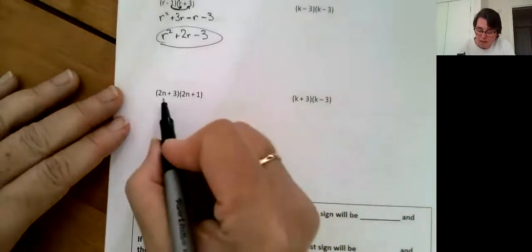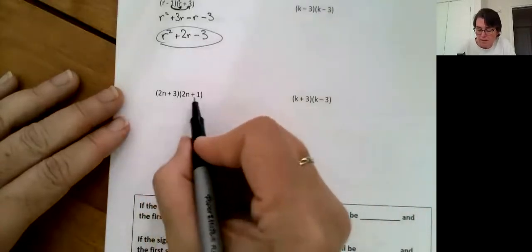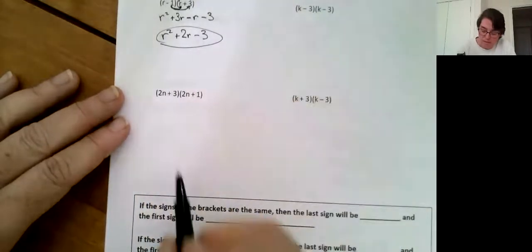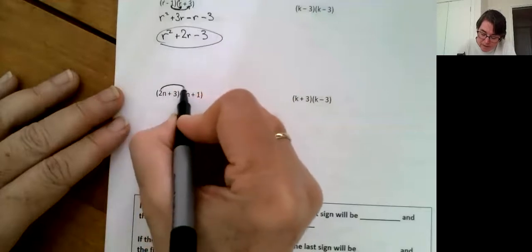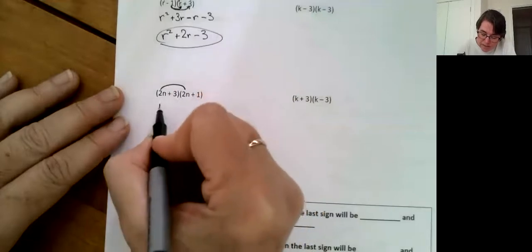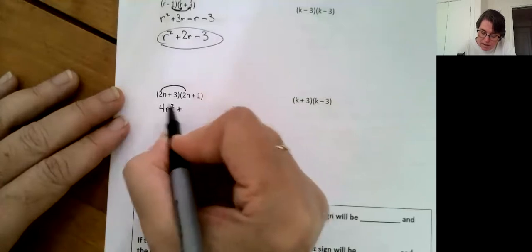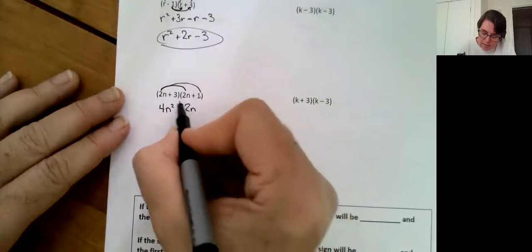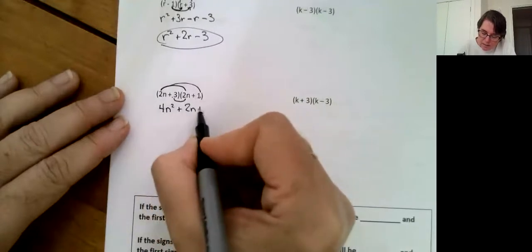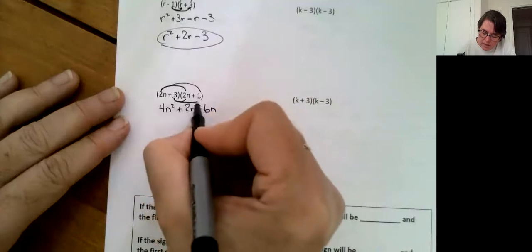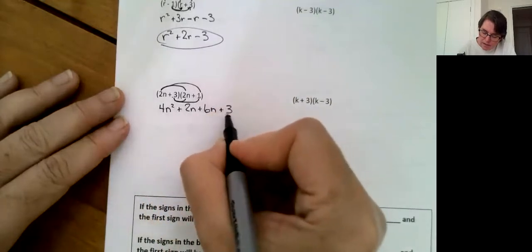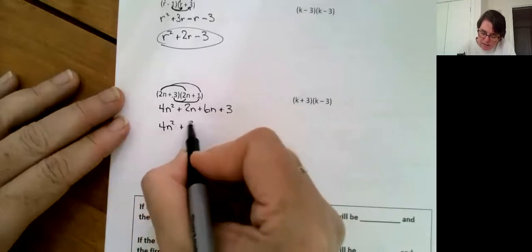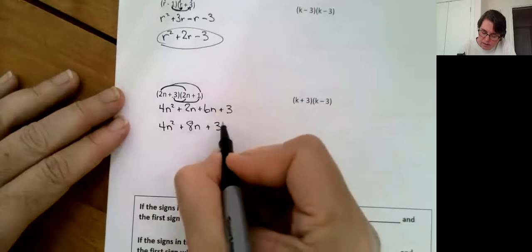Cool. All right, ooh, look, that's nice. It's got numbers out in front, which is kind of nasty, but they're both positive, so I don't have to be quite so careful with my signs. 2n times 2n is 4n squared. 2n times 1 is 2n. 3 times 2n is plus 6n. 3 times 1 is plus 3. 4n squared. 2 plus 6 is 8n plus 3.